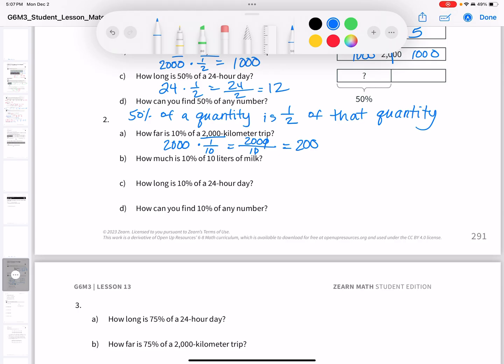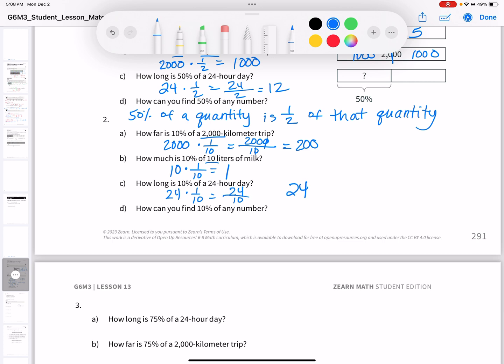How much is 10% of 10 liters of milk? Well, I would take my 10 liters of milk and I would multiply it by 1/10 to see how much 10% would be, and that is 1. How long is 10% of a 24-hour day? Well, I would do 24 times 1/10, which would be 24 divided by 10.